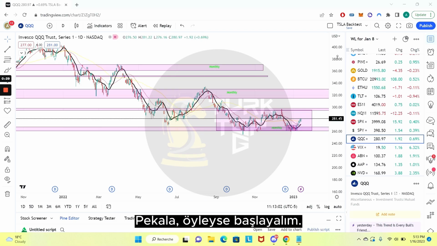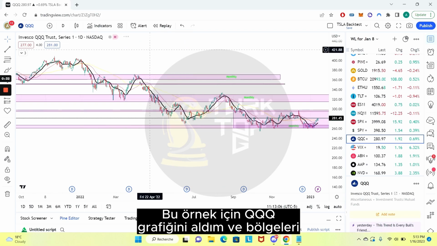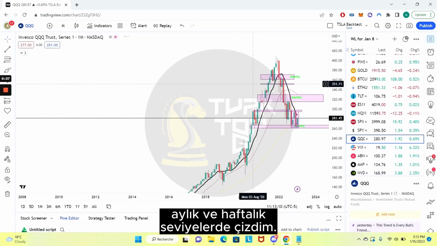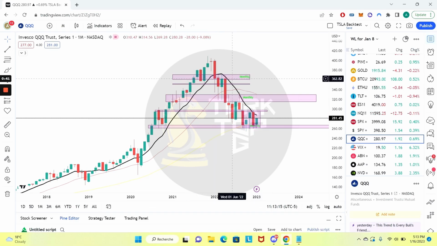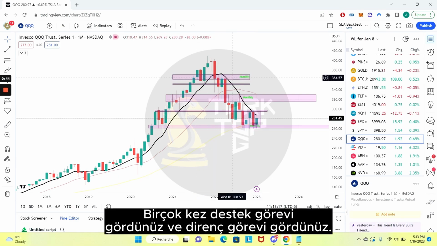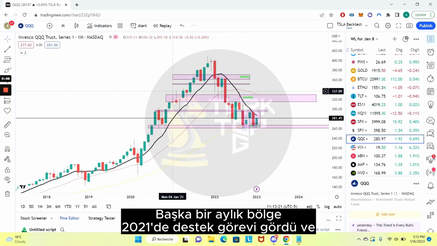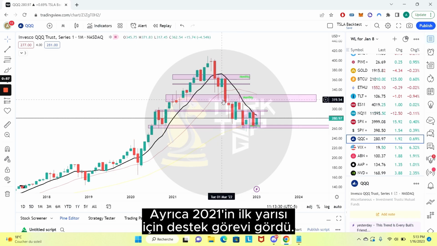Alright, so let's begin. For this example, I have taken the chart of QQQ and I have drawn out the zones on the monthly and the weekly levels. So I've marked them. You can see this is a monthly zone. It acted as support a bunch of times and then acted as resistance. Another monthly zone acted as support in 2021 and then has been acting as resistance all of 2022. Also acted as support for the first half of 2022.